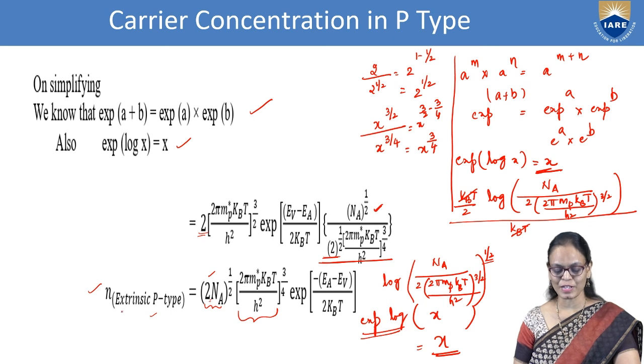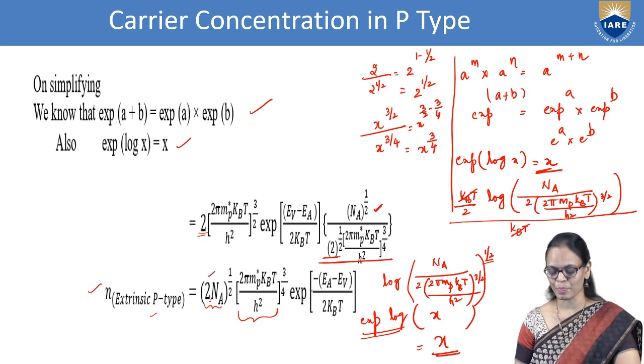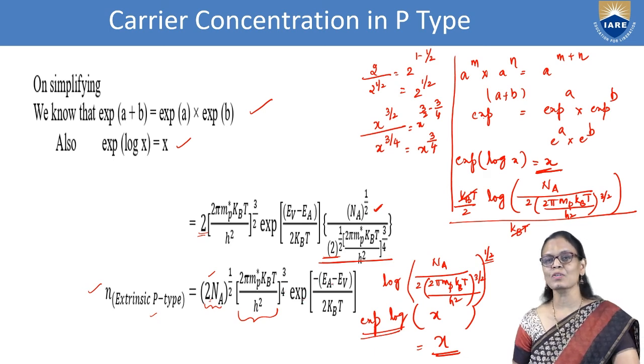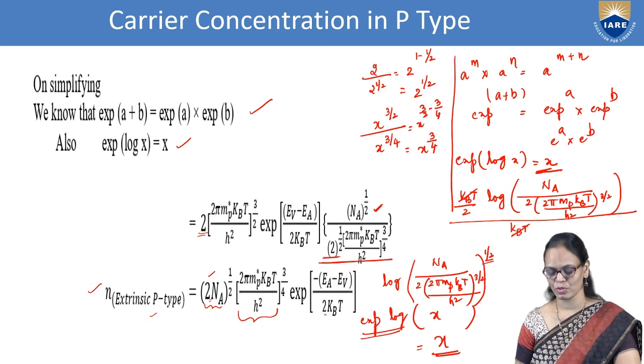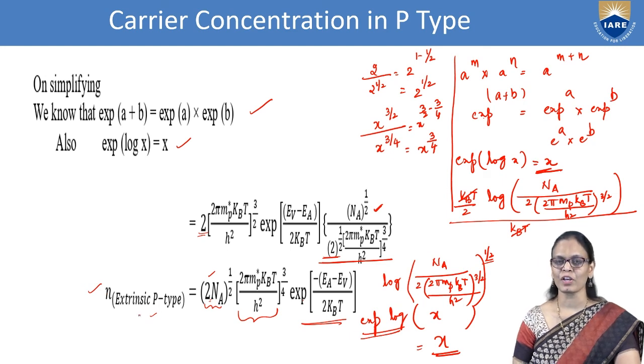So the final expression we have for the extrinsic semiconductor is 2 Na power half into 2 pi mp kBt by h square power 3 by 4, exponential of minus Ea minus Ev by 2 kBt. In similar lines, we have derived the expression for N type also. If you are following the N type, understanding the P type becomes very easy. So I hope you understood it.